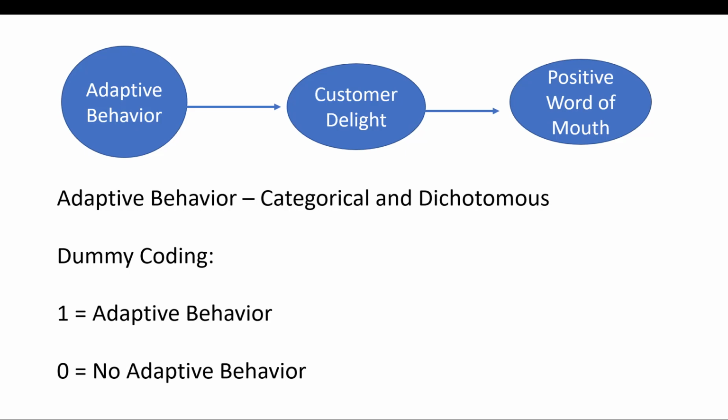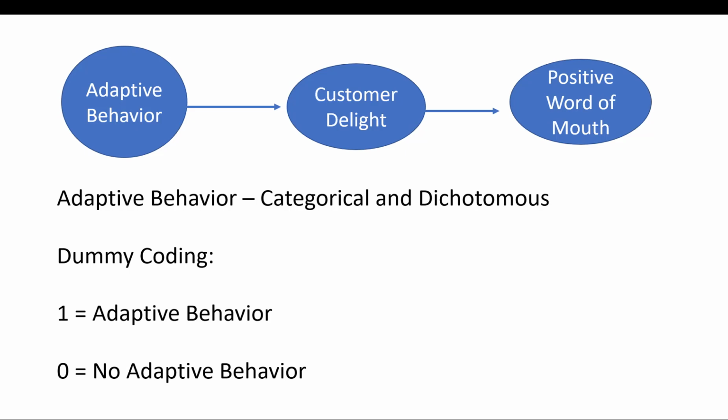So let's take a look at an example here. It's a very simple model, which came from a restaurant setting. We were surveying customers, and we asked them, "Did the server adapt their behavior to you during the experience?" Did that adaptive behavior ultimately lead to what we call customer delight? Were you really delighted by your experience? And from that delight, were you more inclined to spread positive word of mouth about your experience to others? So, a simple model.